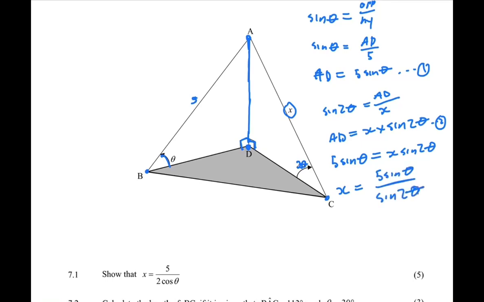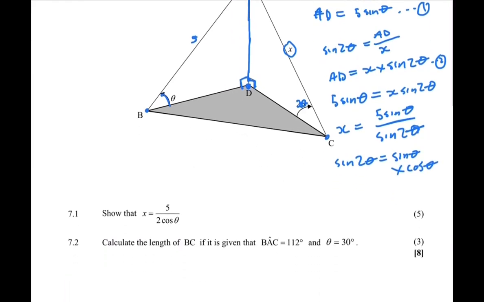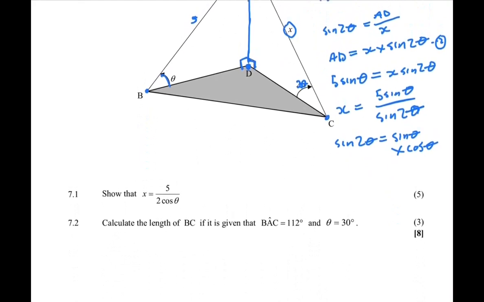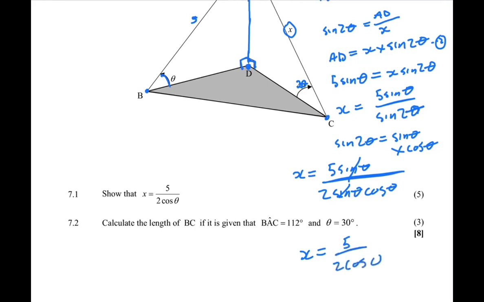This is not exactly what we're looking for. But if we use the trig identity, sine of 2 theta equals 2 sine theta multiplied by cos theta, then we can possibly get there. So now we get x equals 5 sine theta divided by 2 sine theta and cos of theta. Sine theta and sine theta cancel out, and we are only left with x equals 5 divided by 2 cos of theta. And that's how you do 7.1.